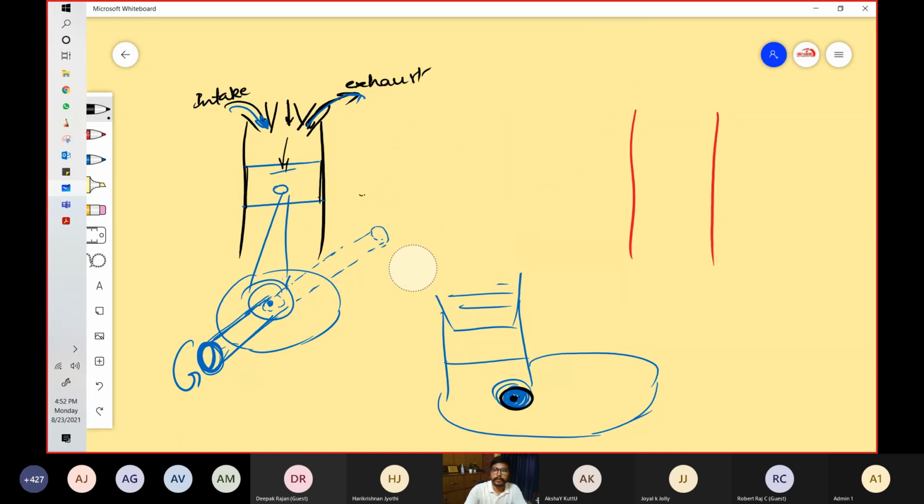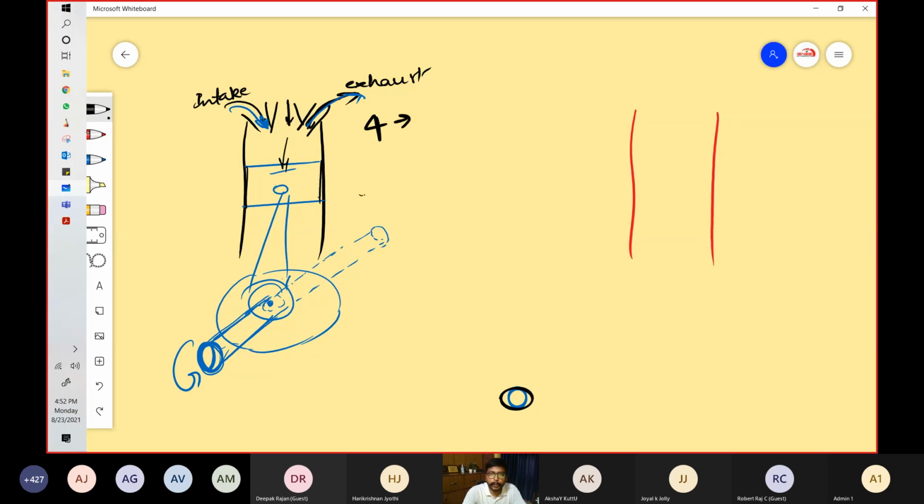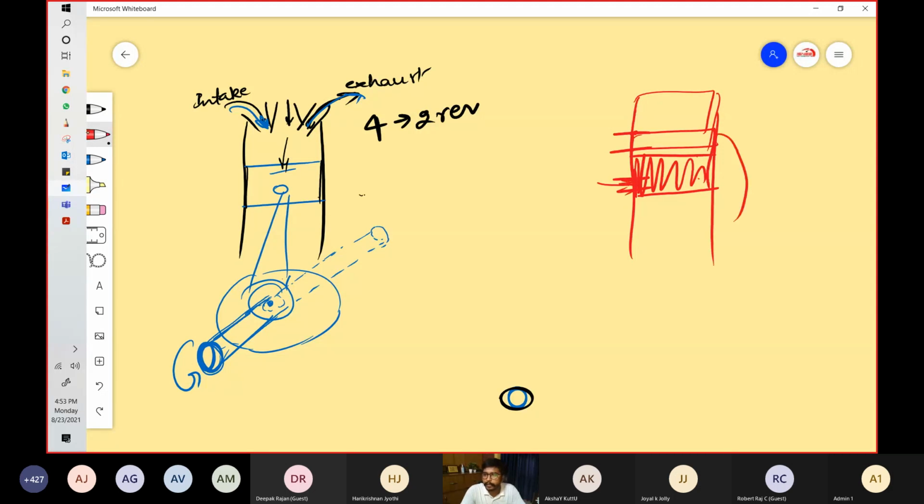Now you see that there are 4 strokes and 2 revolutions. And in this section, there is one exhaust, one intake, and over here is the piston. This piston is going to cover this part. If it is moving upward, it will cover this exhaust port. If it is at the bottom, it will cover the intake port. And then there is a transfer port.